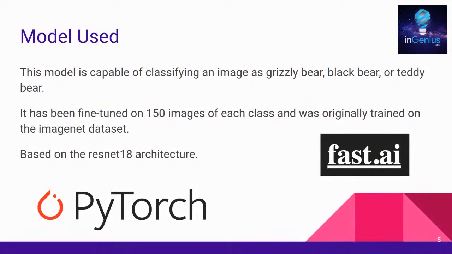In this webinar, the model which we are using is for classifying an image as grizzly bear, black bear, or teddy bear. It has been fine-tuned on 150 images of each of those classes, and it was originally trained on the ImageNet dataset. It is based on the ResNet 18 architecture.